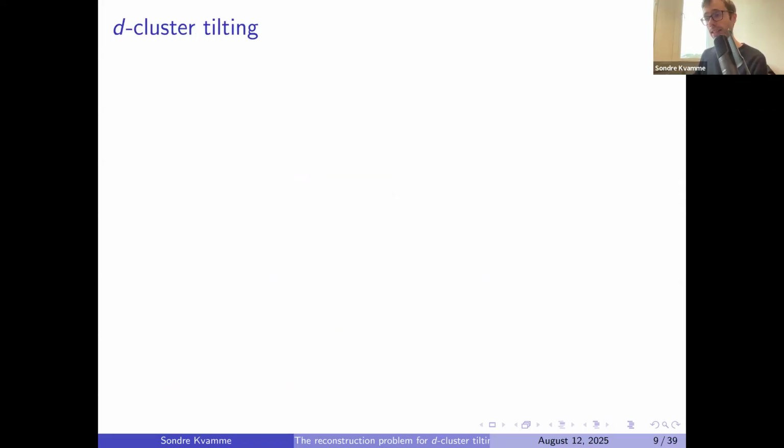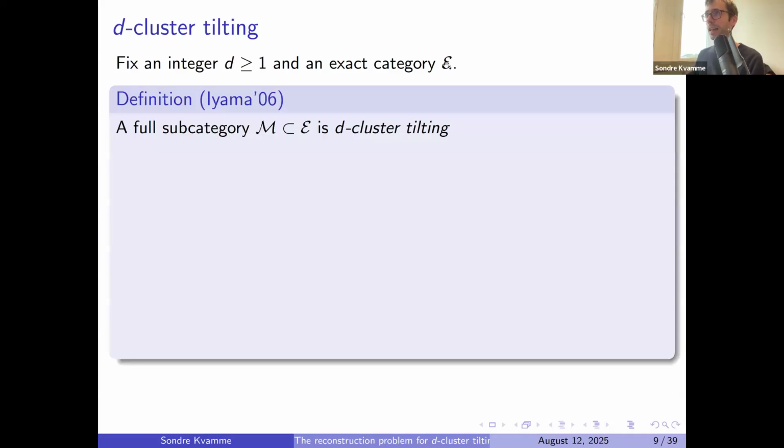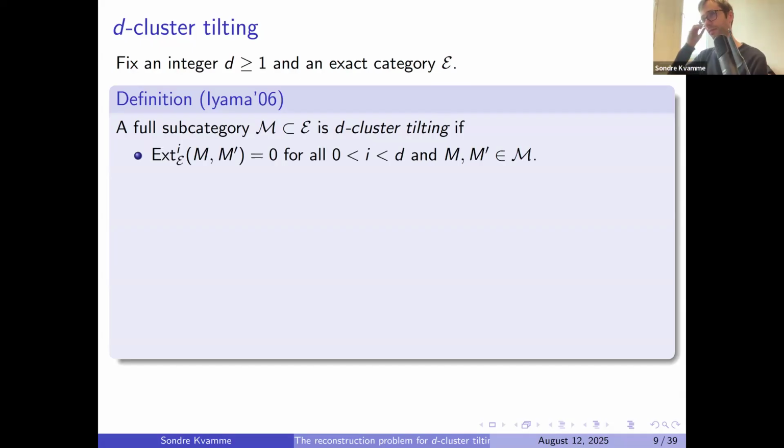Next, I want to tell you what a d-cluster tilting subcategory is. D-cluster tilting is defined for any positive integer d. So we fix such an integer d and an exact category E. Then we have the following definition, due to Iyama from 2006: a full subcategory M of an exact category E is d-cluster tilting if it satisfies three conditions.